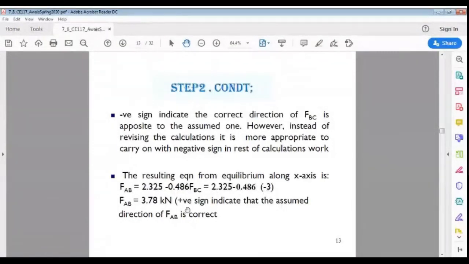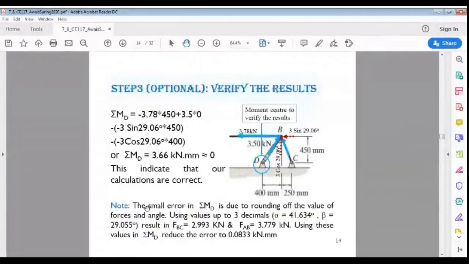And after solving this, I get the force in member AB equal to 3.78 kilonewton. The positive sign indicates that the direction which I've assumed for the force in member AB is correct. So this is how you can solve the problem. It is always good to check your numerical results. For that, you can always apply the equilibrium conditions, that is, the sum of the moments must be equal to zero, but I will not go into that detail at this moment. Let's leave it for the next lecture.